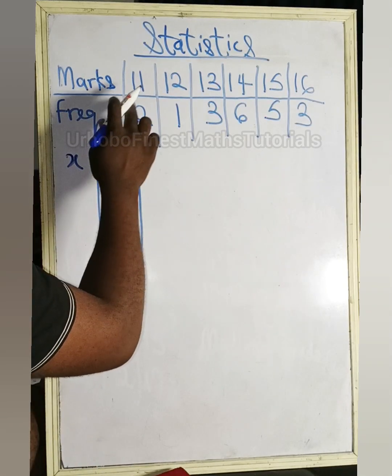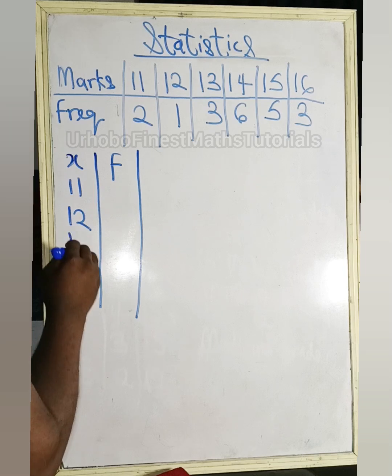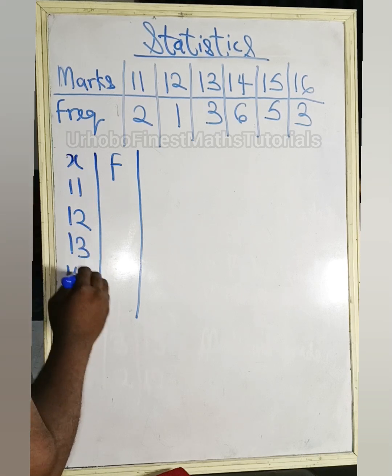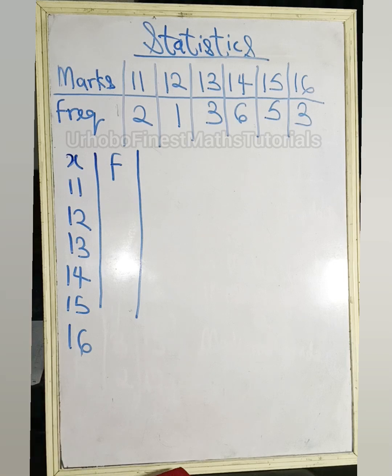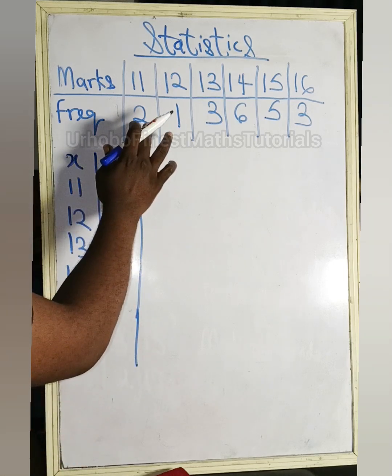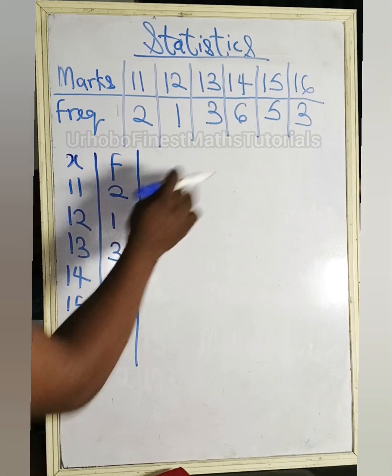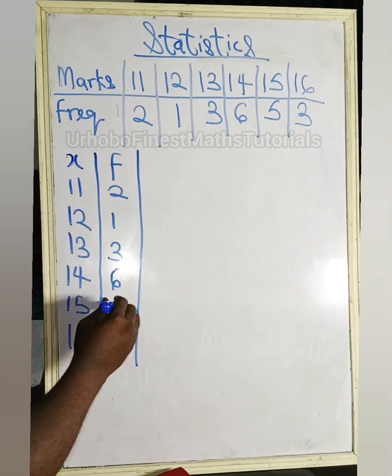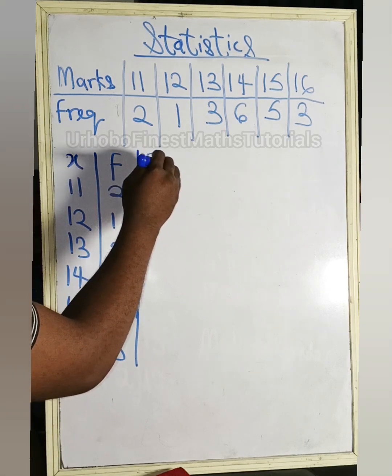So what are the marks? We have 11 to 16. So this is 11, 12, 13, 14, 15, and 16. The frequencies we have are 2, 1, 3, 6, 5, 3. Now we're going to introduce another column called Fx.